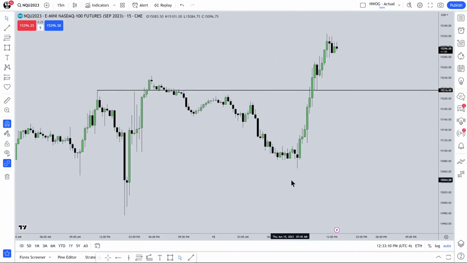Okay, so we have a balanced price range in here. A balanced price range comes in many forms.